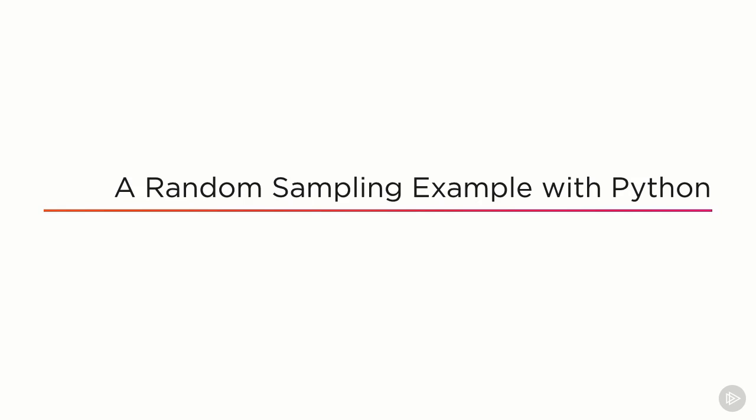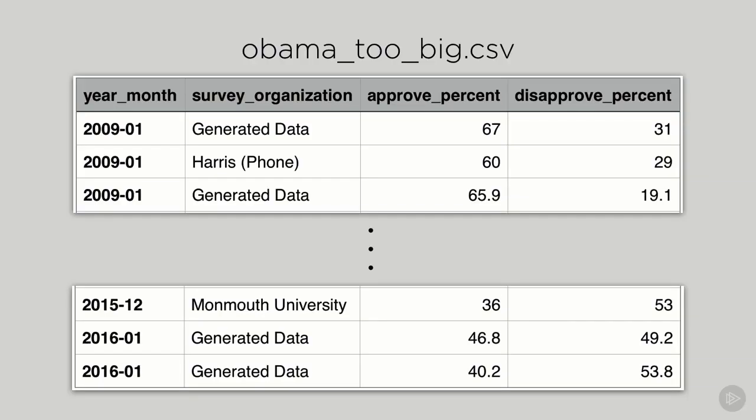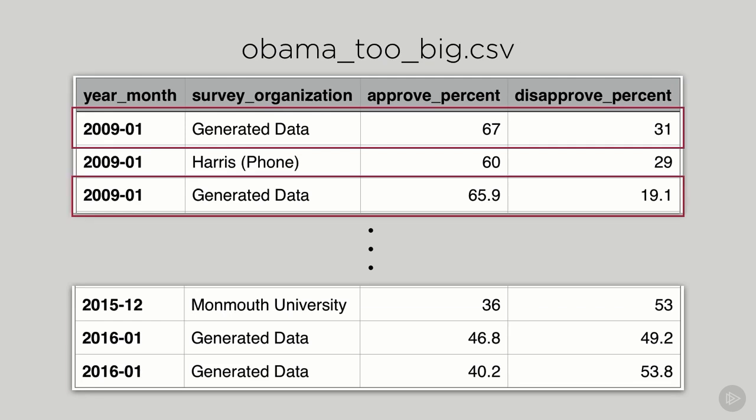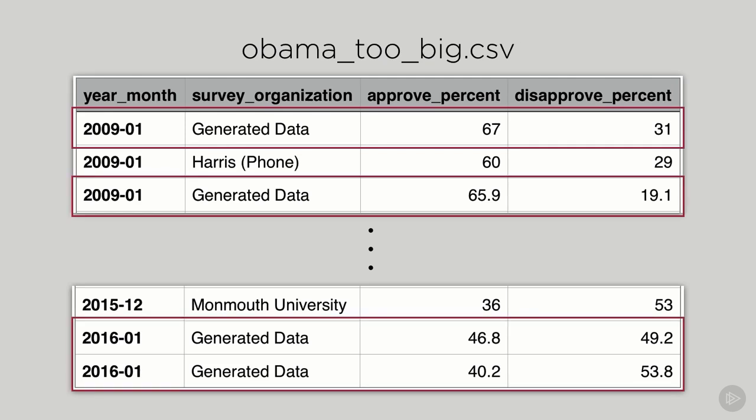Now let's see an example of how to use random sampling with Python. We're going to use a new dataset for this example called obama2big.csv. This is similar to obama.csv that we saw earlier, but I added a bunch of rows that are just fake generated data to simulate what happens when your data is too big. This file is also in the before folder of the exercise files for this module.